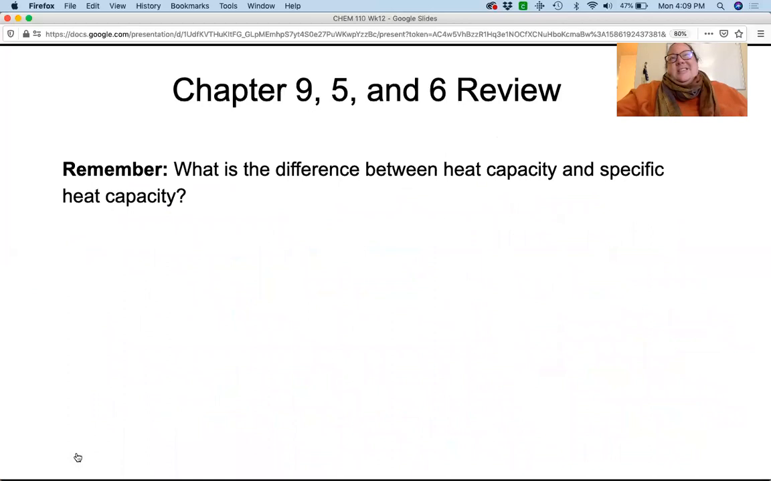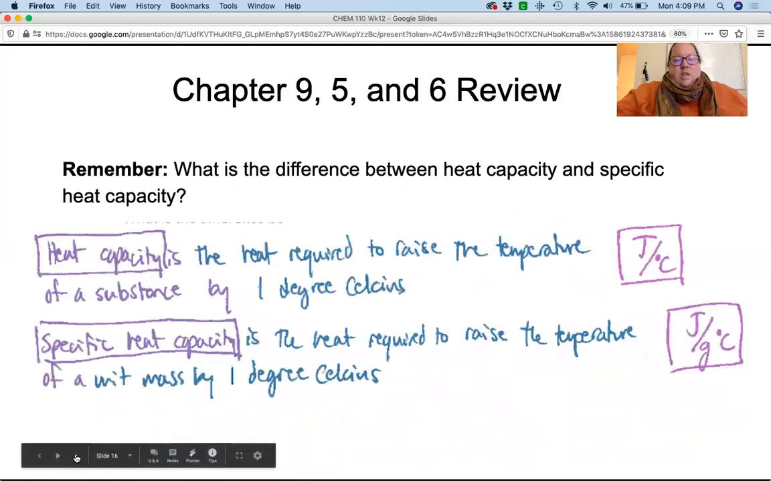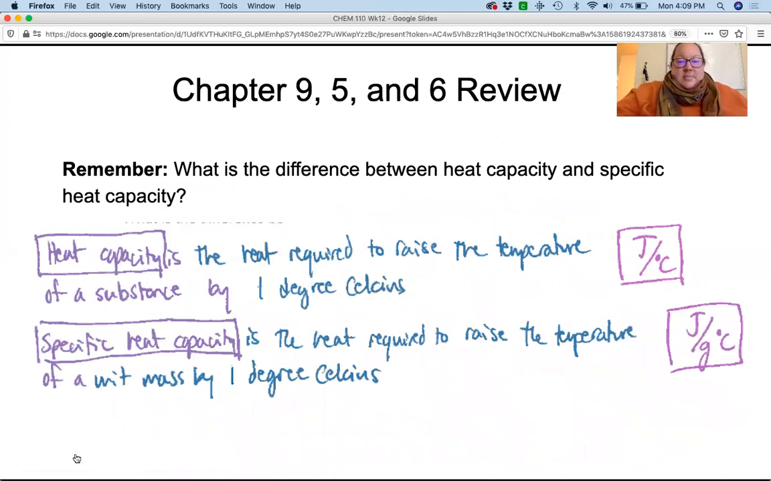All right, let's look at another type of problem that we've been solving when we studied thermochemistry. We looked at the difference between heat capacity and specific heat capacity. So think about both the definition and the units associated with each of those concepts. Remember that heat capacity is the heat required to raise the temperature of a substance by 1 degree Celsius. That's measured in joules per degree Celsius.